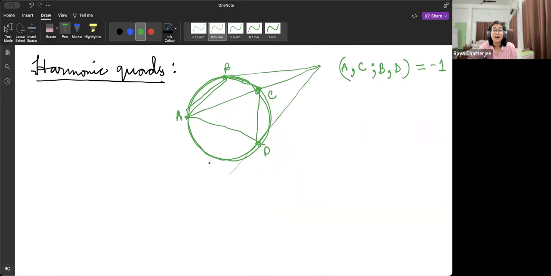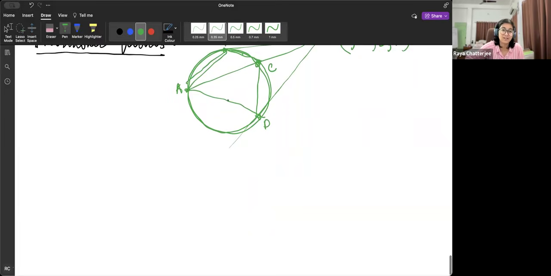Projective geometry has so much theory. I was talking about it with Shreya, and she was like, we need so many classes for projective, and I was like, true.